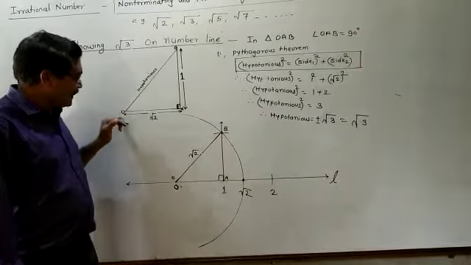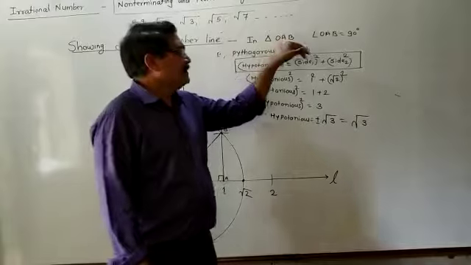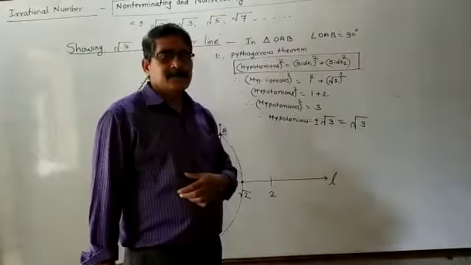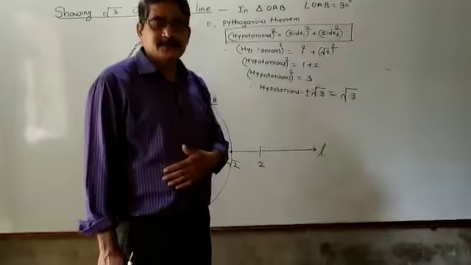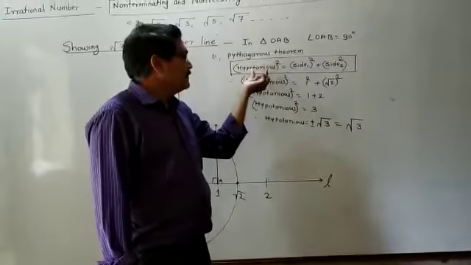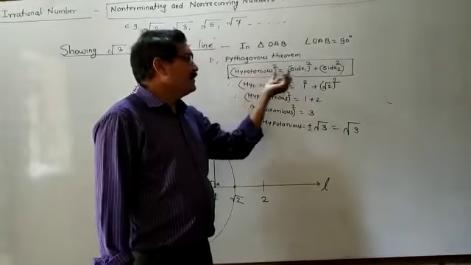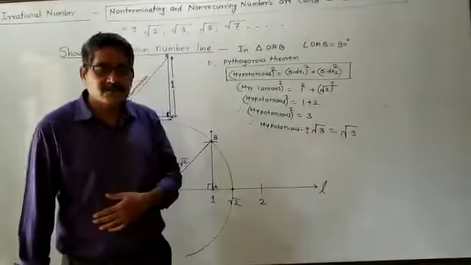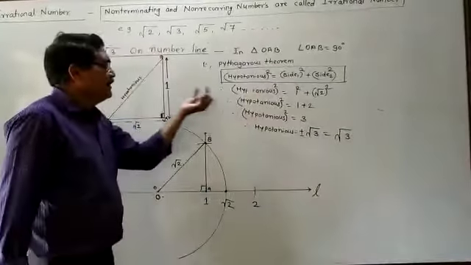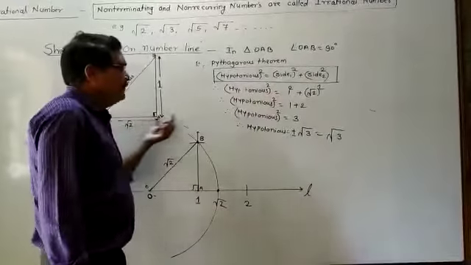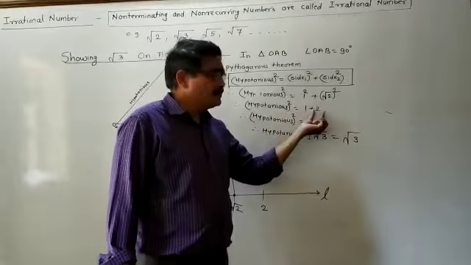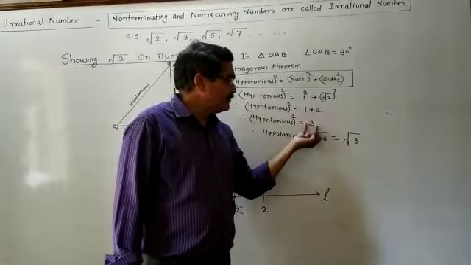Here I will say that triangle OAB, angle OAB is 90 degrees, means this is a right angle triangle. In a right angle triangle you will utilize the Pythagoras theorem. What is the Pythagoras theorem? Pythagoras theorem shows that hypotenuse square is equal to side 1 square plus side 2 square. Hypotenuse square is equal to this, you will say that this is 1 square and this base is square root of 2 square. 1 square, 1 will come, square root of 2 square, 2 will come, 1 plus 2 is equal to 3 will come.